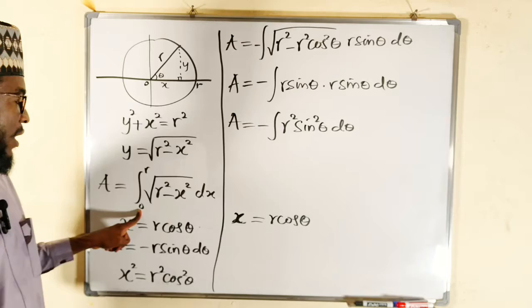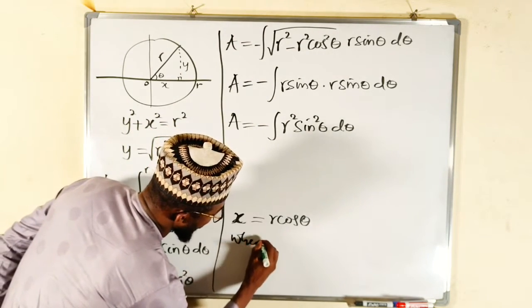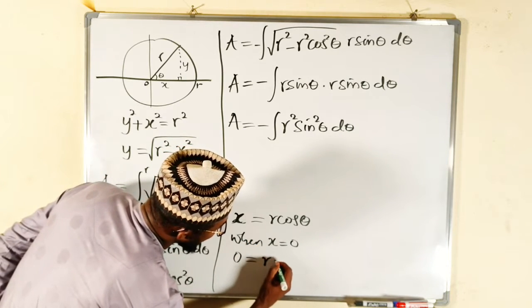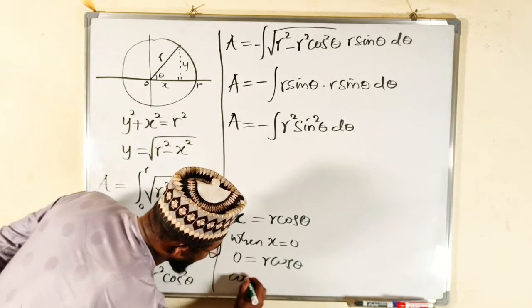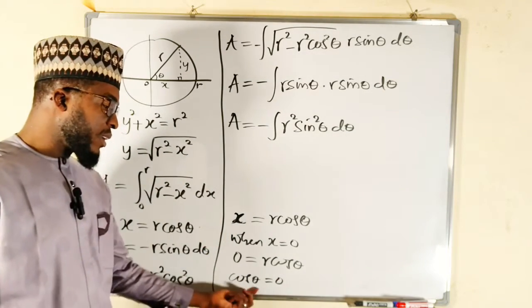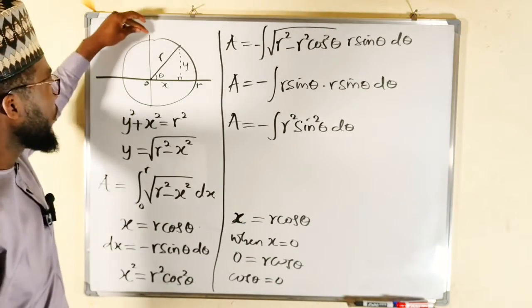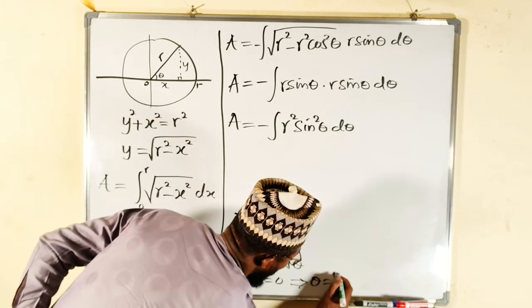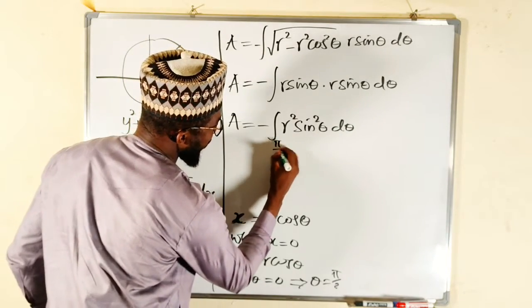Initially, the lower limit is 0. So what if we plug in 0 here? That is when x is equal to 0. We have 0 equals r cos theta, right? If you divide both sides by r, you have cos theta equal to 0. And cos of what angle will give us 0 from the first quadrant? It is cos of pi divided by 2, which implies that theta is equal to pi divided by 2. So we are going to replace this with pi divided by 2.